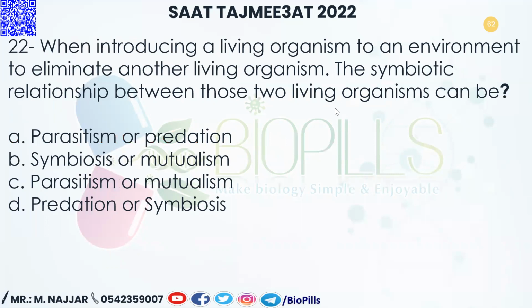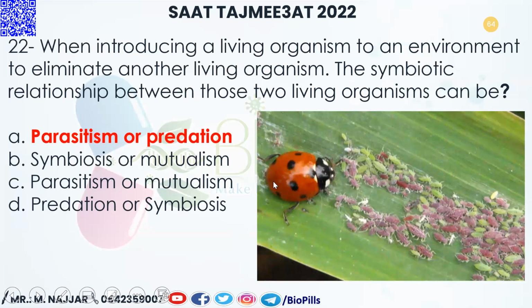Question number 22. When introducing a living organism to an environment to eliminate another living organism, the relationship between those two living organisms can be either A, parasitism or predation, B, symbiosis or mutualism, C, parasitism or mutualism, D, predation or symbiosis. This is a rephrasing of a question that came previously. Exactly, the correct answer is A, parasitism or predation. If I extend it a little bit, this is biological pest control, which is the exact same definition that came before in one question of Tajmi'at previous years.